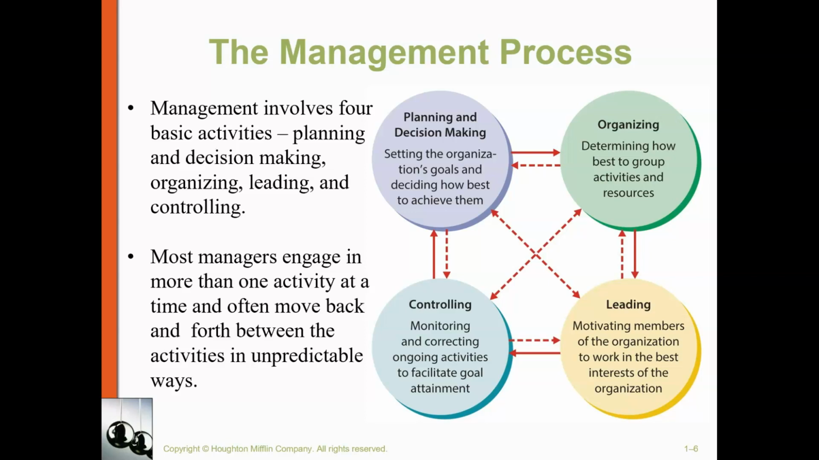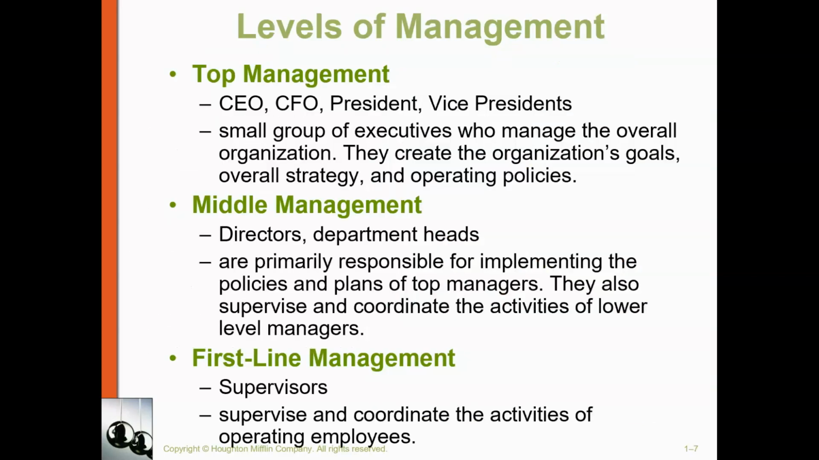Now that we understand a little more about the management process, let's look at the different levels of management. We have these 3 levels of management: top, middle, and first line, which we can also call the supervisory management level. Under each of these, we see there are different titles that are appropriate, but there's also different responsibilities at each level. Top management would be titles like the CEO, which is the Chief Executive Officer, the CFO, Chief Financial Officer, President, Vice Presidents. This is a smaller group of executives who manage the overall organization.